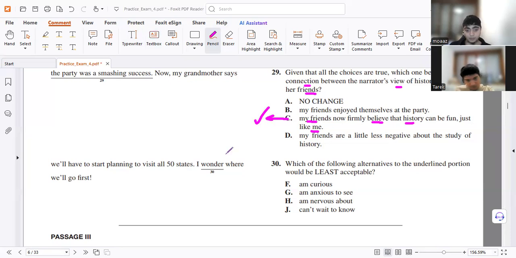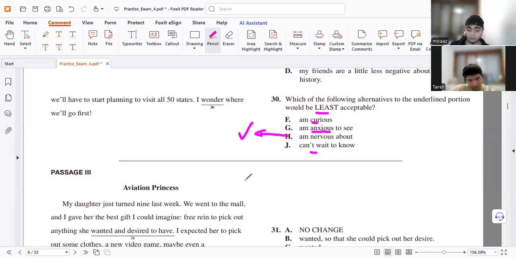Let me help you. We test you for vocab. Wonder means I'm curious, I'm anxious to know. I can't wait, but not H. I'm nervous means I'm worried. I'm angry. But here I want to know more. So "so" means not. Come on, the next.